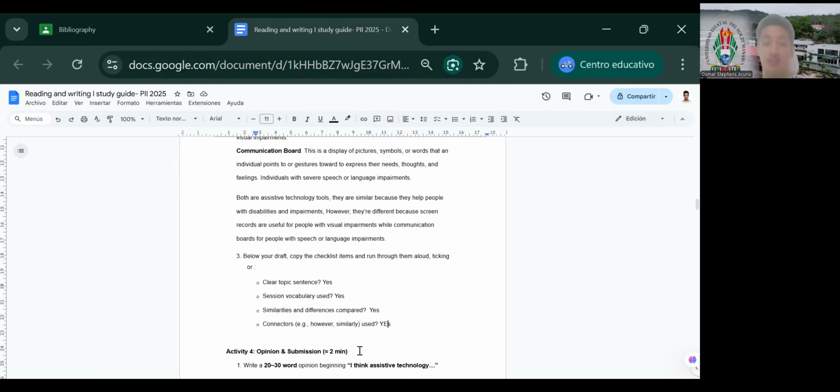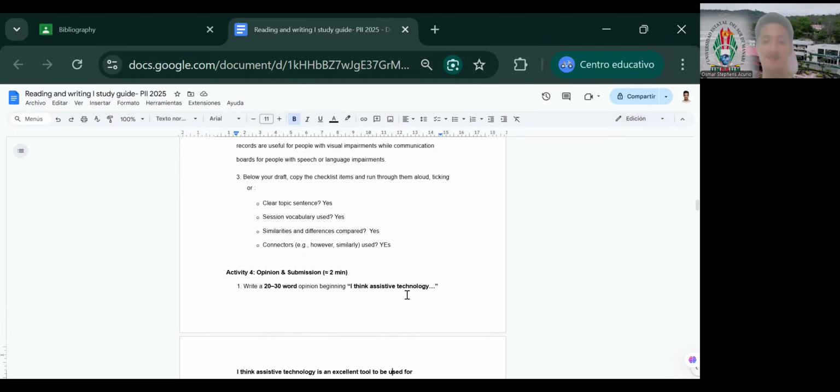Now I am going to go through the checklist. Clear topic sentences, yes. Session vocabulary use, yes. Similarities and differences compared, yes. And finally, connectors use, yes.